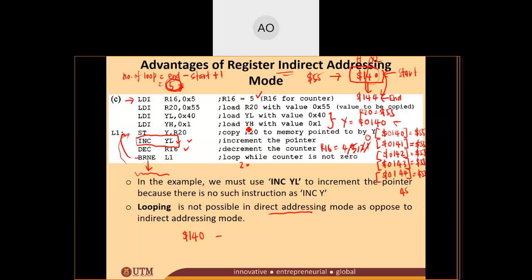Okay, so we take the same example. Instead of storing the data, the same number 55, the same data starting from address 140 to 144, now you store it to, for example, 200. So how to do that?